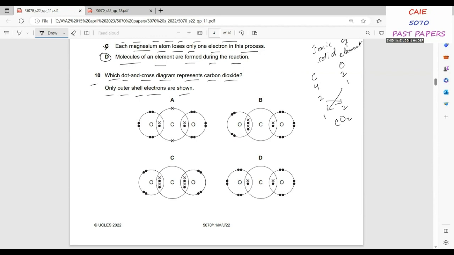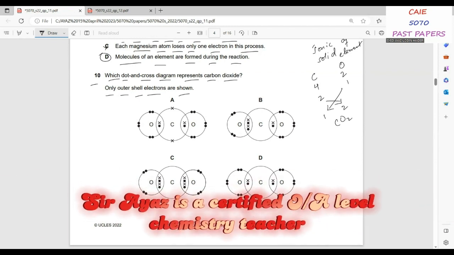What about the sharing of electrons between these two? Carbon contains 4 electrons in its valence shell, while each oxygen atom contains 6 electrons in its valence shell. So carbon atom will share 2 of its valence electrons with each oxygen atom, while each oxygen atom will share 2 of its valence electrons with the carbon atom. So C will be the right answer in this case.